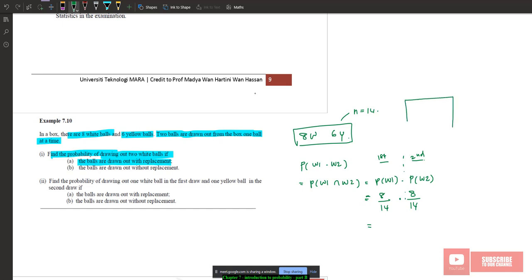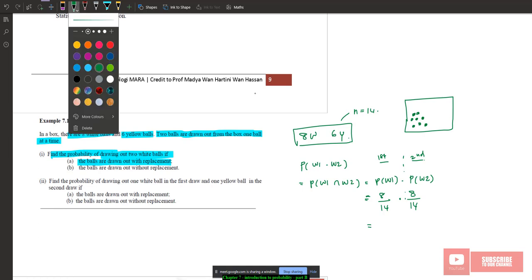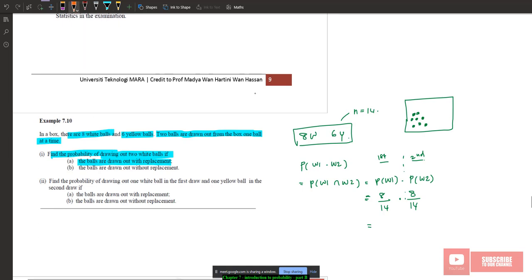If you can imagine, let's say the green color is a white ball. So we have 8, right? This is 4, 8. And then we have, let's say the orange color is a yellow ball.